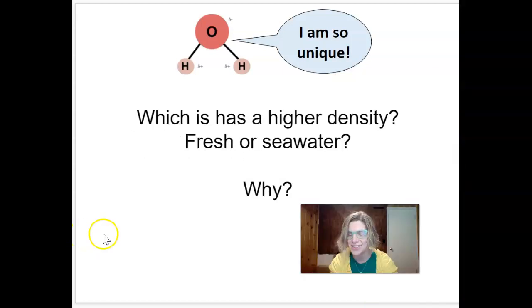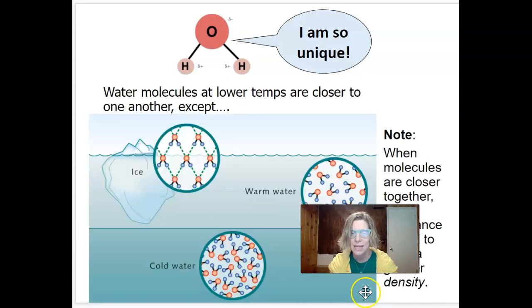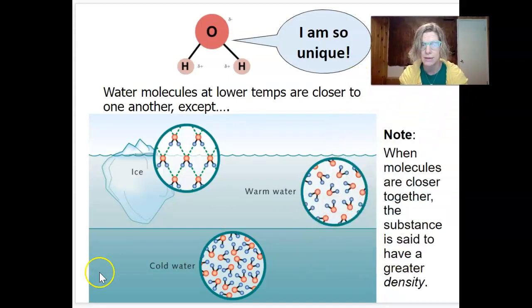So which has a higher density? What do you think? Fresh water or seawater? Here's a picture. Water molecules at lower temperatures are closer to one another. You probably already know that. So when you're at lower temps, you can see how tight it is, and at warm water here is really much more spacious. So when molecules are closer together, the substance is said to have a greater density.